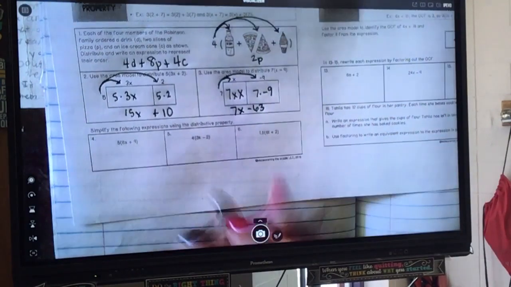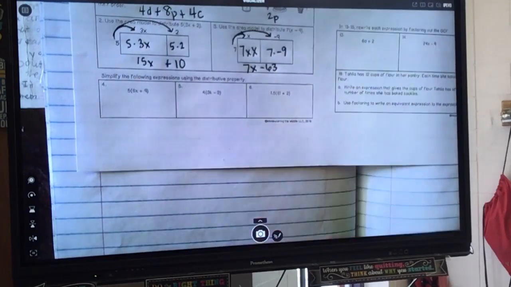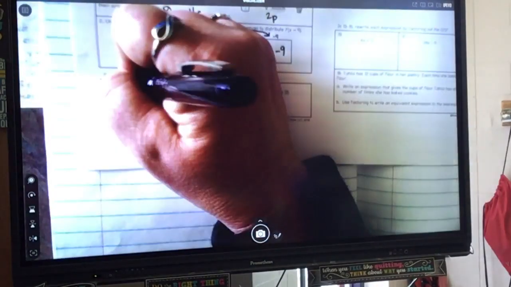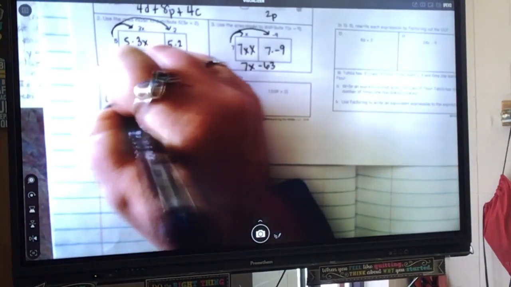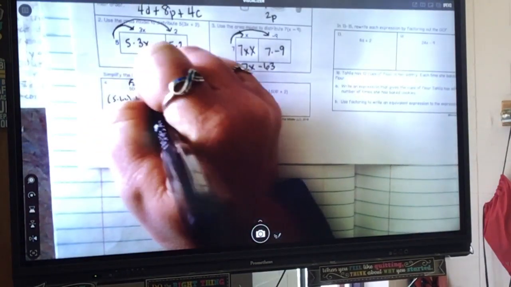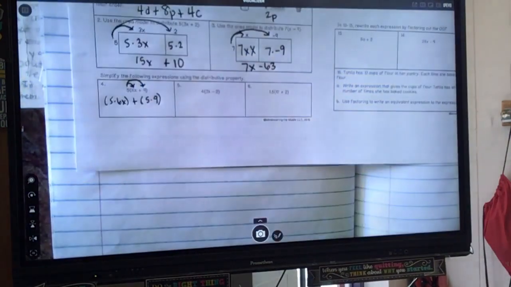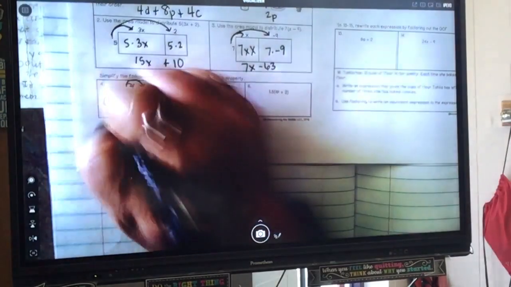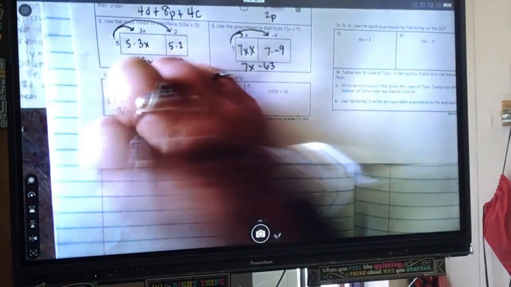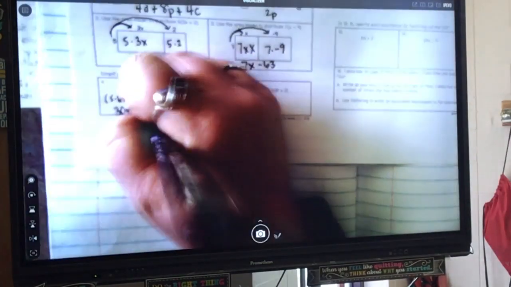Alright, so it says simplify the following expressions by using distributive properties. So you are going to distribute your 5 in. So it's going to be 5 times 6x plus 5 times 9. What do you get when you do 5 times 6? Jeremiah. 30. So this becomes 30x plus, what's 5 times 9? 45.